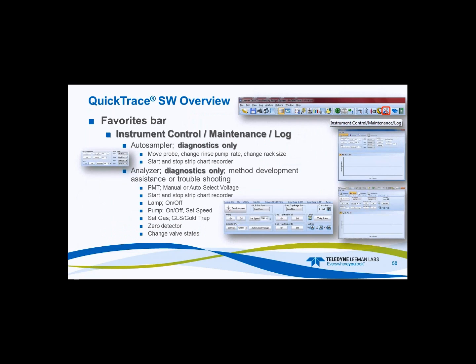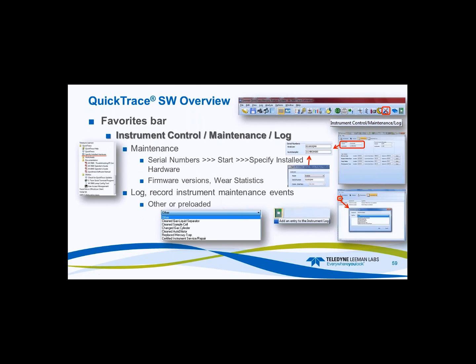So in the favorites bar, then the instrument control, this is way over on the end. This is for diagnostics only. You can move the probe, change your rinse pump rate, and do things like that. You can change the PMT voltage, or you can do an auto select under the analyzer section. You can stop and start the strip chart recorder, turn your lamp on and off, and a lot of things for diagnostics and/or troubleshooting. This has no bearing on the methodology. This is only for diagnostics. The methodology all takes place in the sequence UI and the analysis or the method editor UI.